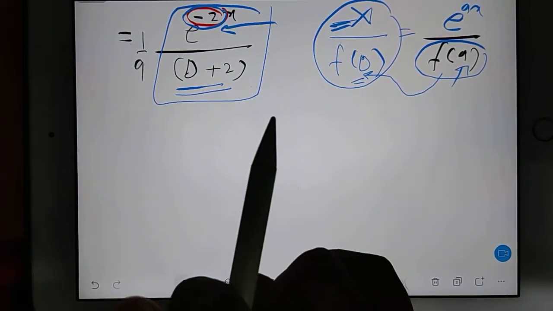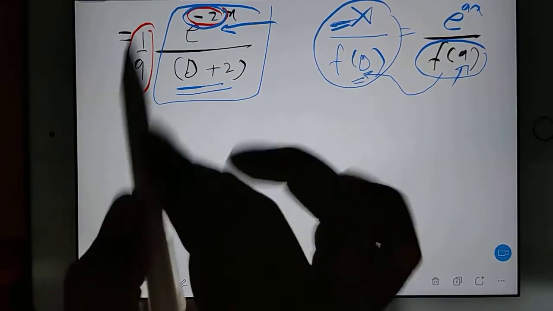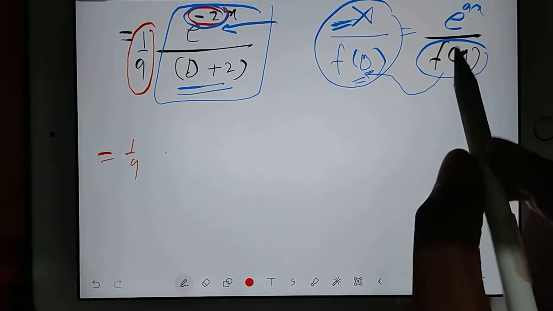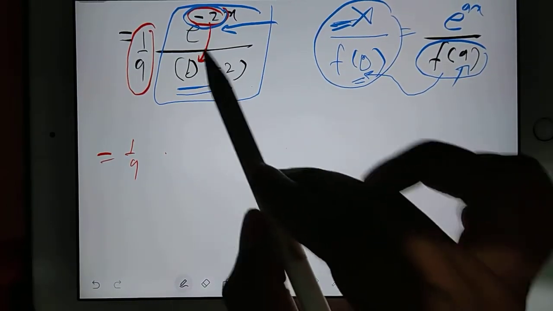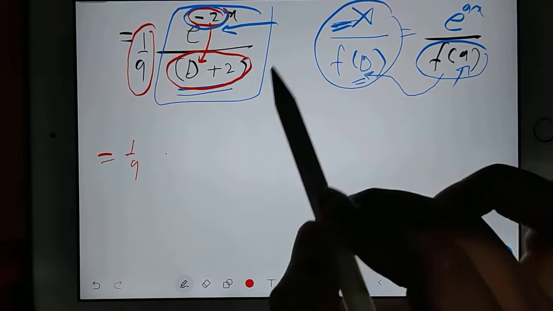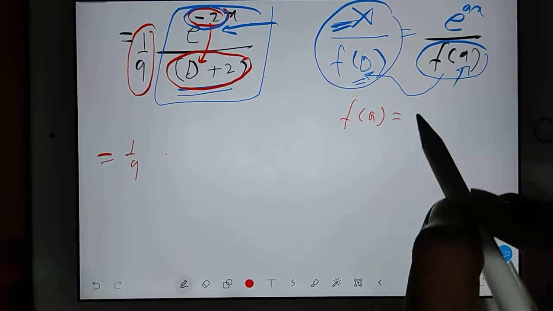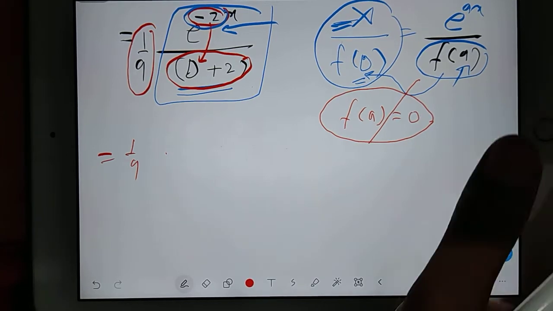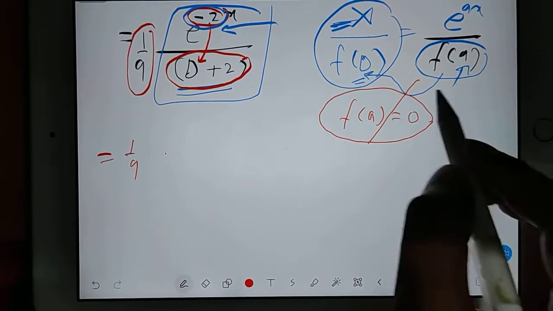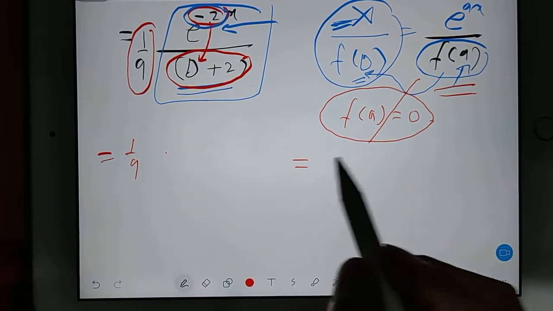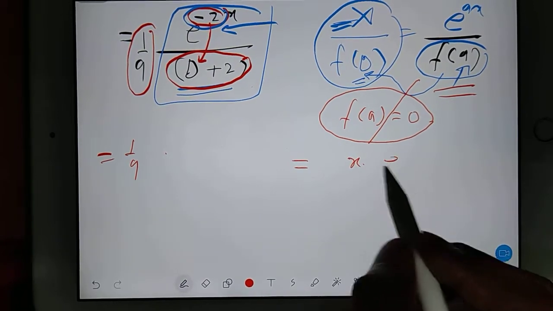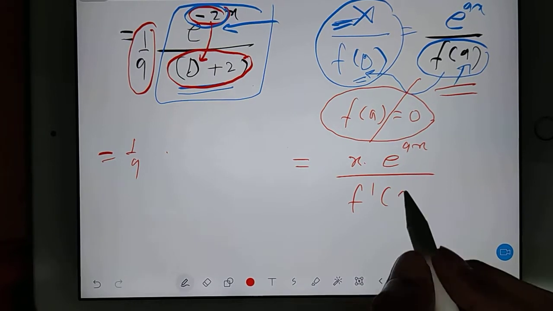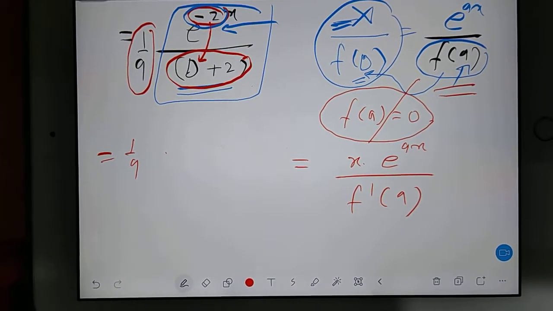What is the problem? This 1/9 when we got, there was no problem. 1/9 we got smoothly. But when you put here -2, then this total answer will be 0. It means what? Your f(a) became 0. And when your f(a) in the denominator is 0, then we have a problem. We cannot take this answer. Then which answer will I take? Then I will take this answer: x times e power ax divided by f dash a. I hope it's clear now.